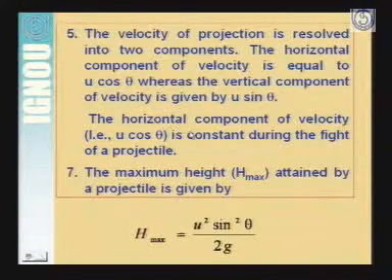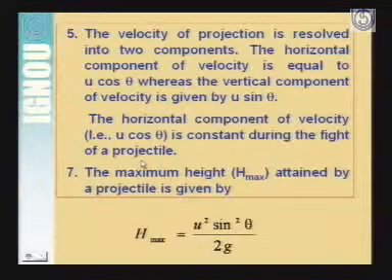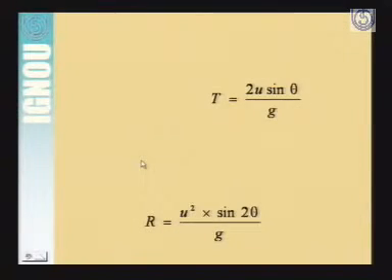The horizontal component of velocity is constant during the flight of a projectile. We have also discussed the maximum height attained by a projectile, and h max is equal to u square sin square theta by 2g.